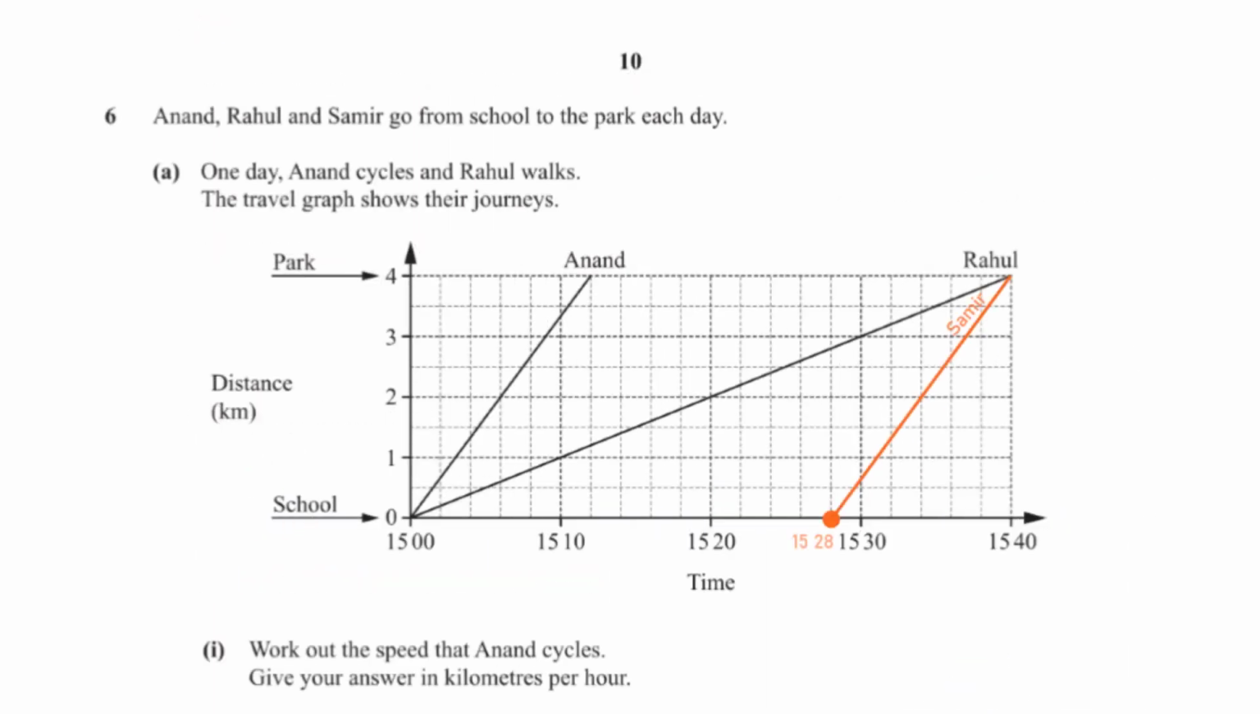Anand, Rahul and Samir go from school to the park each day. One day, Anand cycles and Rahul walks. The travel graph shows their journeys. Work out the speed that Anand cycles. Give your answer in kilometers per hour.